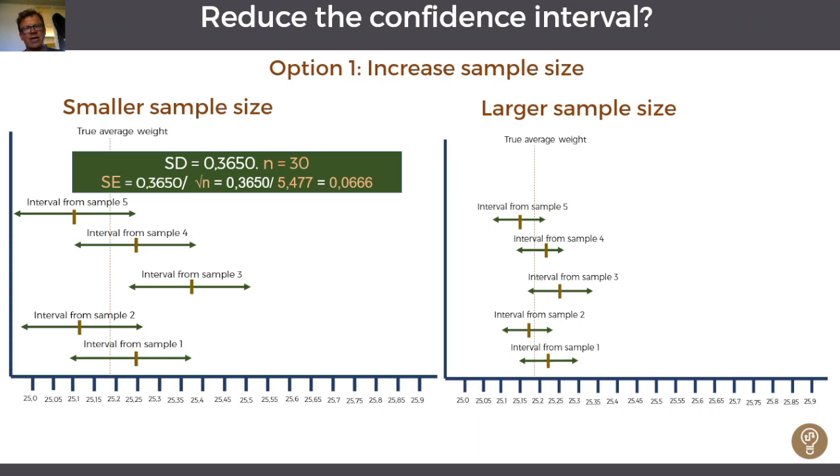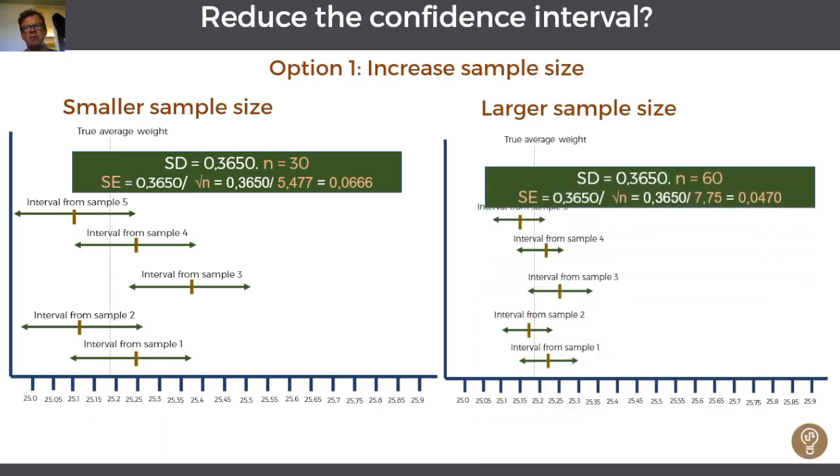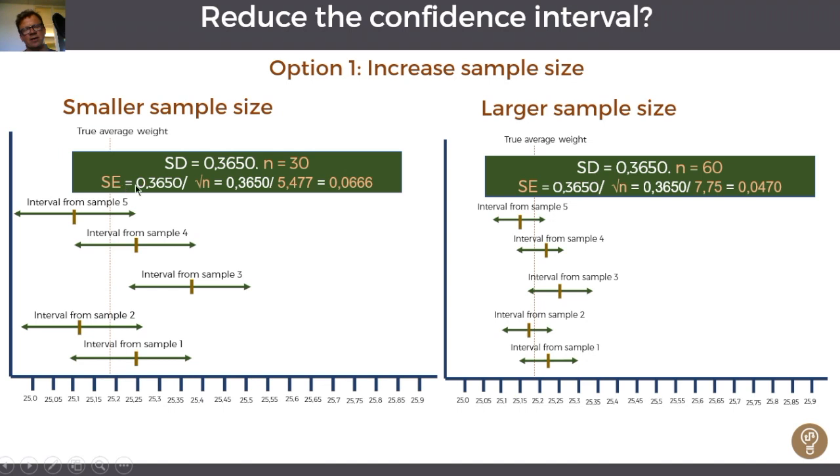And when you enlarge the sample size, the interval will be smaller as well, because you will divide the standard deviation by the square root of the sample size. And when the sample size is 30, this will be the standard error, 0.0666. When you divide it by the square root of a sample size that is 60, the standard error will be 0.047. So you can see that the margin of error will be smaller with a larger sample size, and the interval will be smaller.